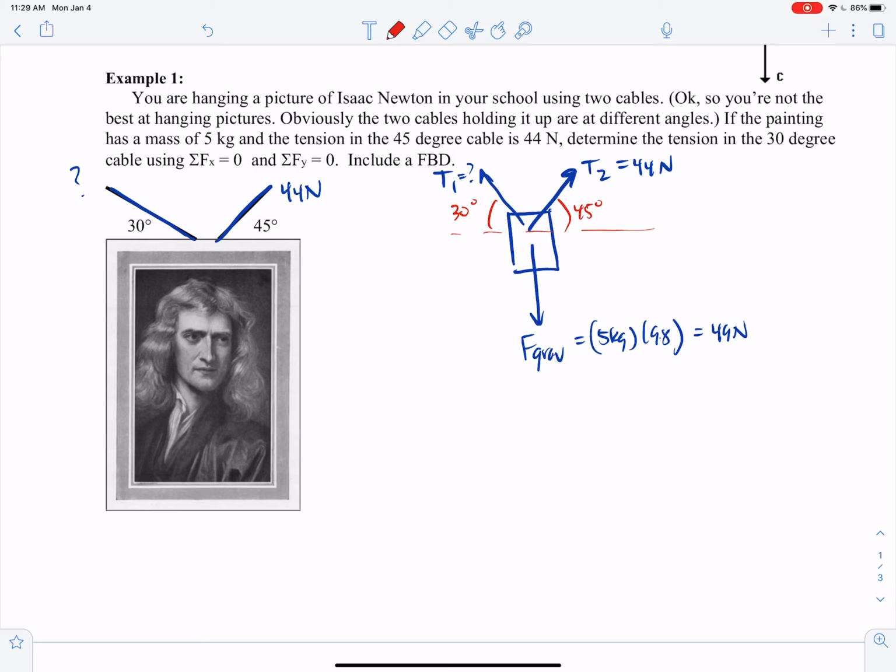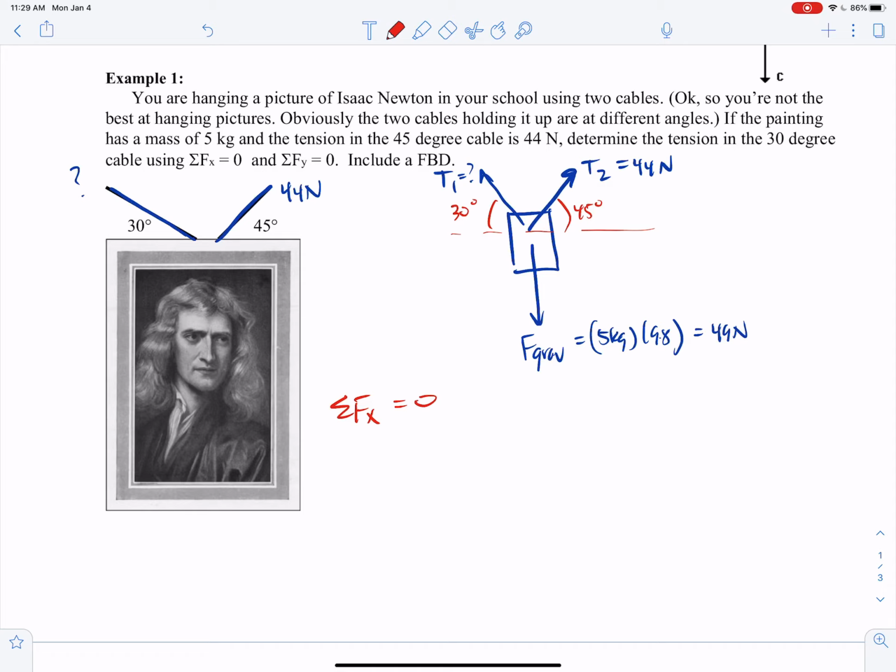Now that I have my free body diagram, I can sum the forces in the x and sum the forces in the y. Again, my goal is to figure out the value of this tension. So let's try it. First, summing the forces in the x direction, I know that they will have to sum to 0 because the object is at rest.